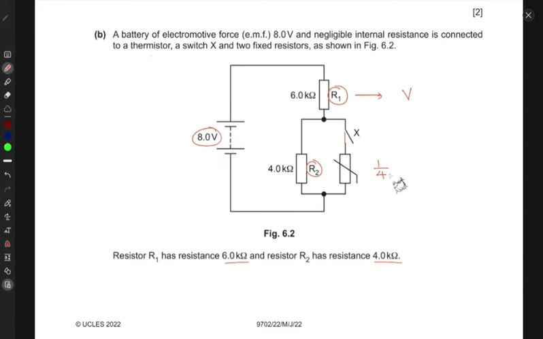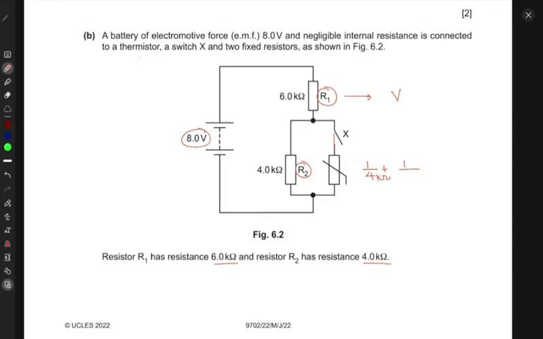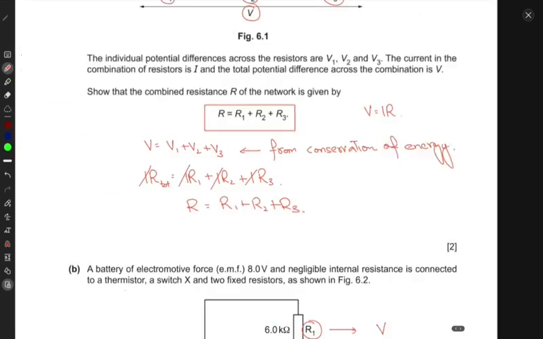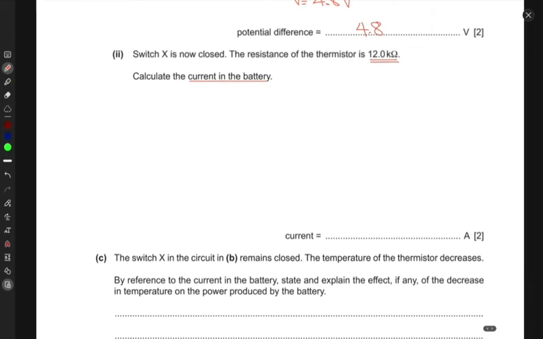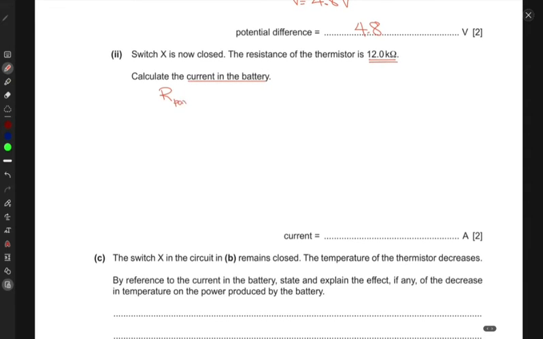So we know this is 1 by 4 kilo ohms plus 1 by the value of the thermistor, which is given as 12 kilo ohms, and then you invert this. This gives you the parallel resistance of the two resistors as 3.0 kilo ohms. So that's the total parallel resistance. Now we can easily find the current, right? So the parallel resistance is 3.0 kilo ohms.